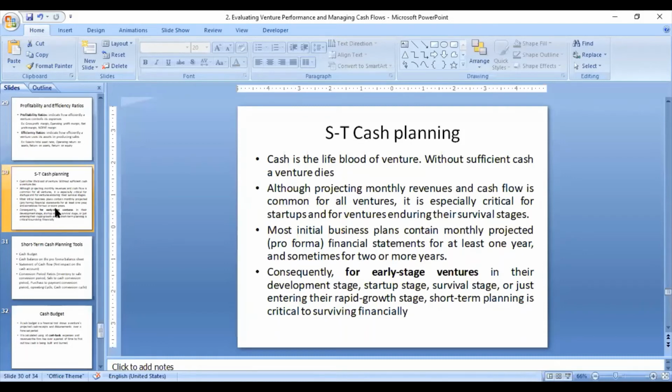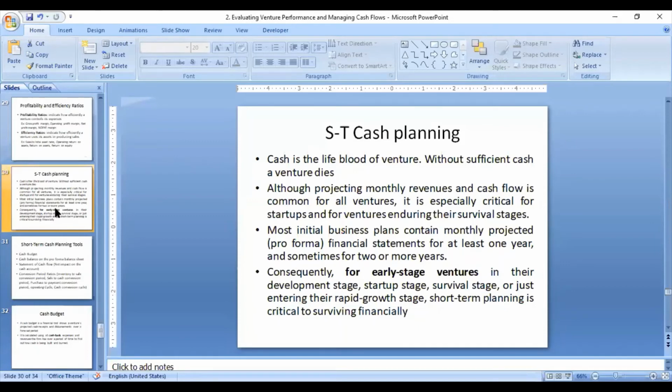Most initial business plans contain monthly projected financial statements for at least 1 year, and sometimes for 12. Normally, when you prepare a business plan, actually we didn't discuss that part, but you have learned in your A levels that even in the business plan, a financial plan is there. So under this financial plan, you have to forecast financial statements for at least 1-2 years. However, that business plan's financial forecast data may not be accurate when it comes to the real happenings.